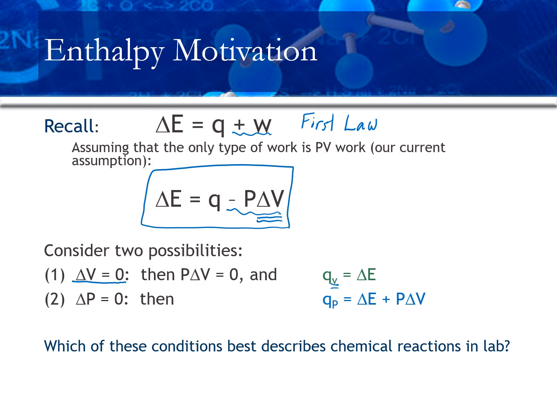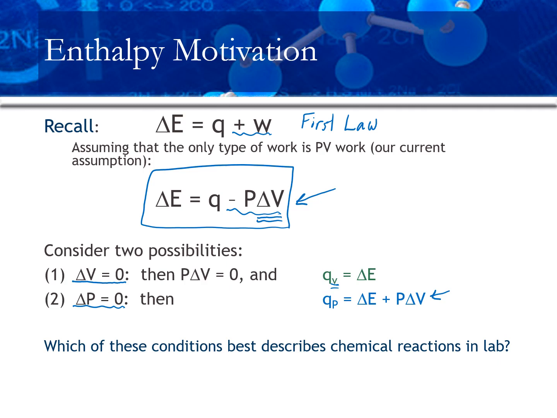If, on the other hand, we do a chemical reaction under constant pressure conditions, that is in open containers, open to the atmosphere, that's a constant pressure condition, then when we solve this equation for Q, we get Q at constant pressure is equal to delta E plus P delta V. I've just moved the P delta V over to the other side of the equation to solve for Q.